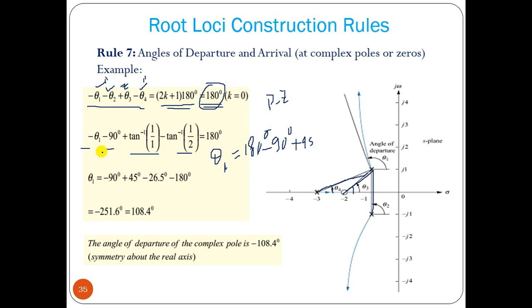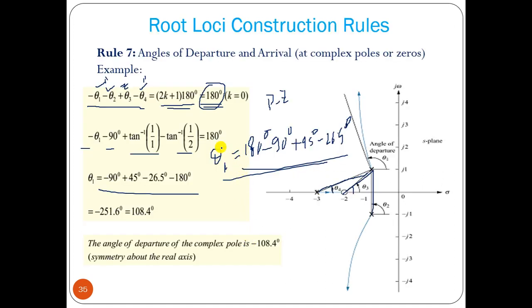So what we can write here, theta 1 equal to 180 degree minus this 90 degree plus 45 degree. This is the value: tan inverse 1 by 1 minus tan inverse half, which is 26.5 degree. So that is how we can find out the angle of departure.